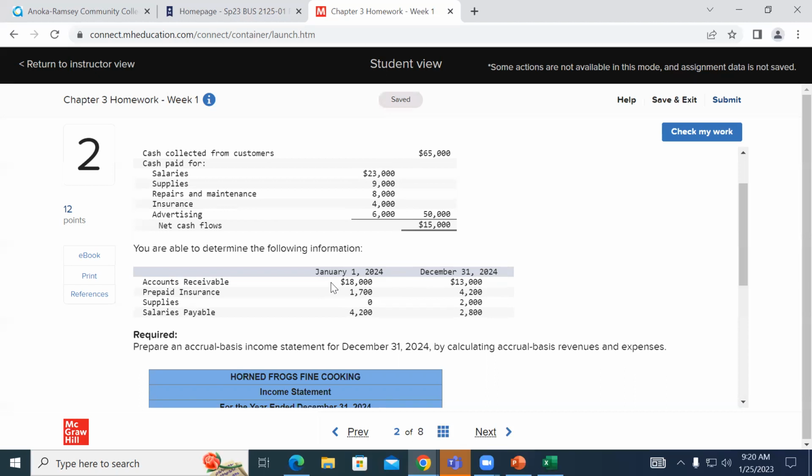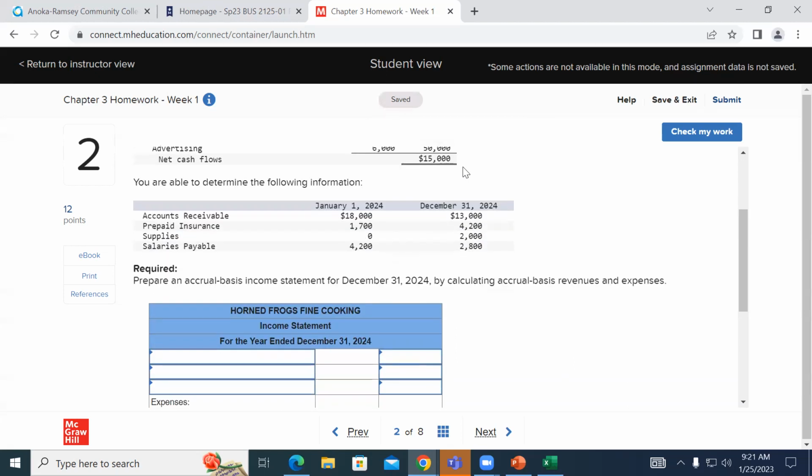It shows us what the accounts receivable was on January 1st, 2024, and then 12 months later on December 31st, 2024. So what they're telling us, guys, is that they received some revenue and they didn't necessarily get the cash right away, did they? Right? Right, make sense? So do you see here, they collected 65,000 from customers, right?